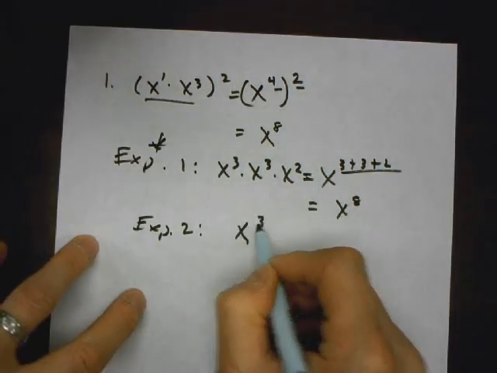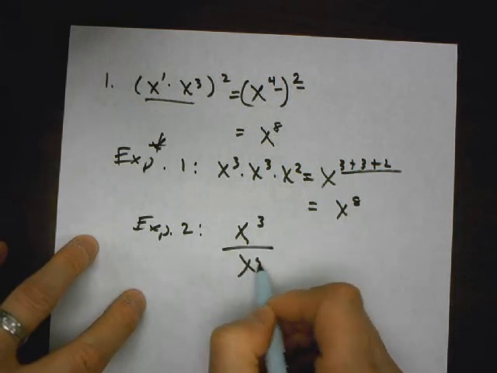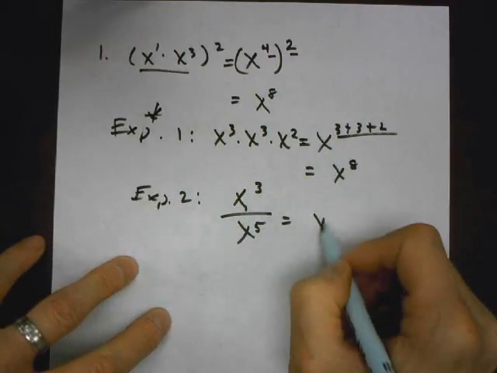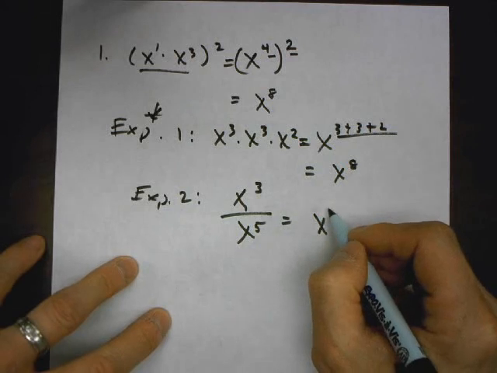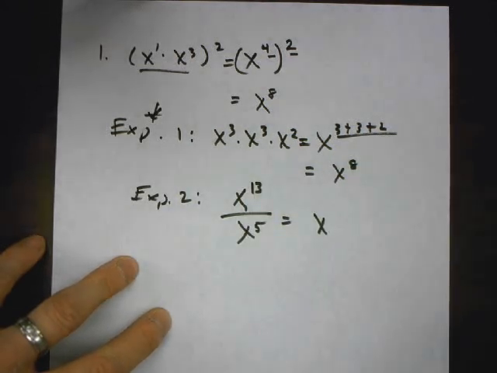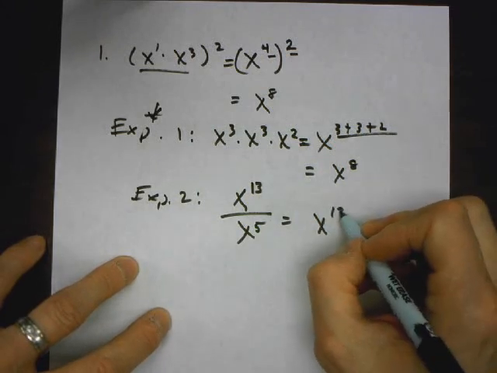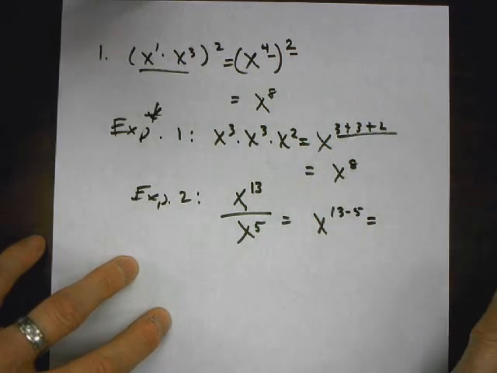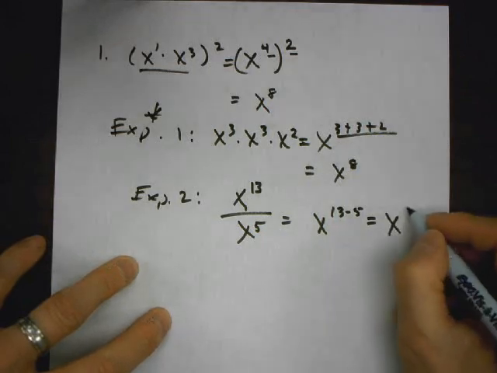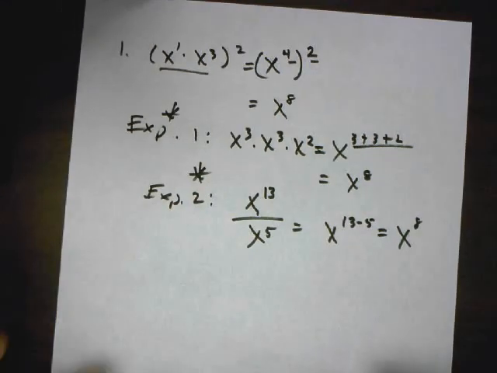Expression number 2, we have power divided by power with the same base. When they're the same base, you can copy the base and subtract. So that top one is 13. So I have x to the top minus bottom. Okay? 13 take away 5 is 8. So expression number 2 works.